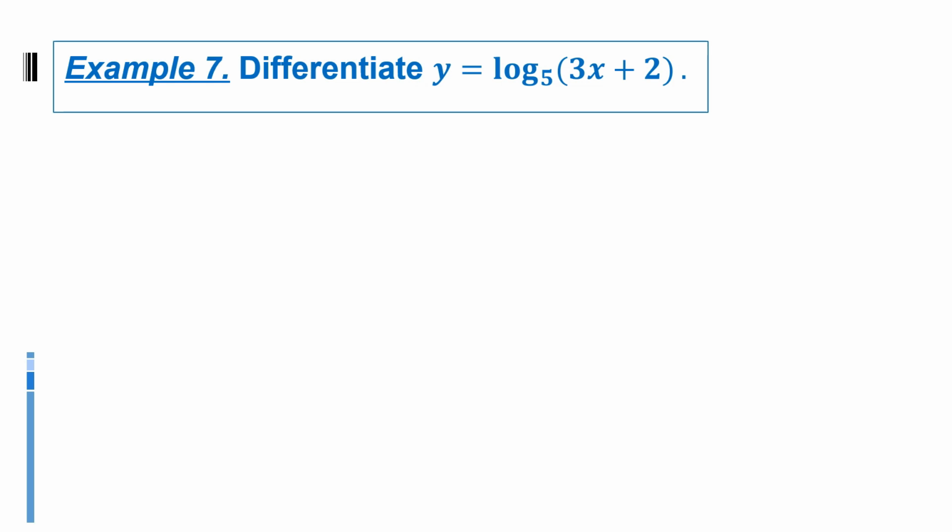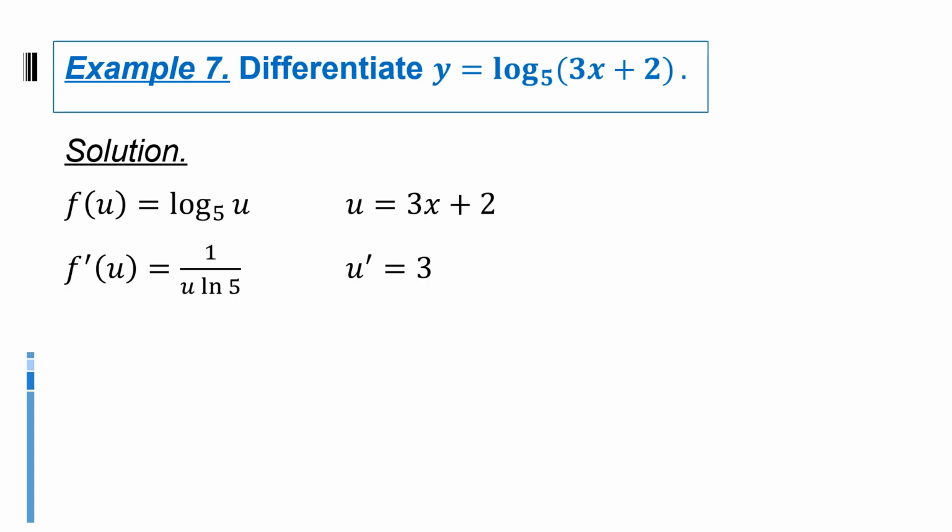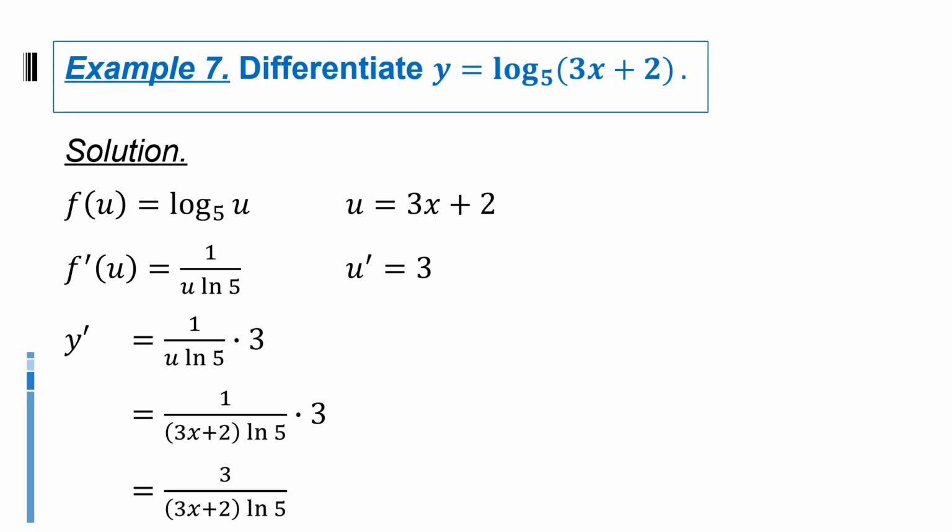Let's differentiate y equals log of 3x plus 2 to the base 5. Our f of u here is log of u to the base 5 with a derivative of 1 over u ln 5. And our u is 3x plus 2 with a derivative of 3. So y prime now equals 1 over u ln 5 times 3, or that is 1 over 3x plus 2 ln 5 times 3. And if we multiply that, that is just equal to 3 over 3x plus 2 ln 5.